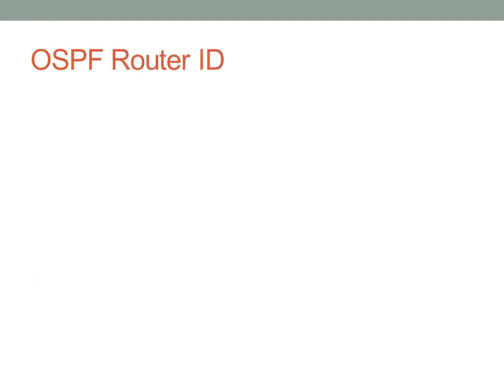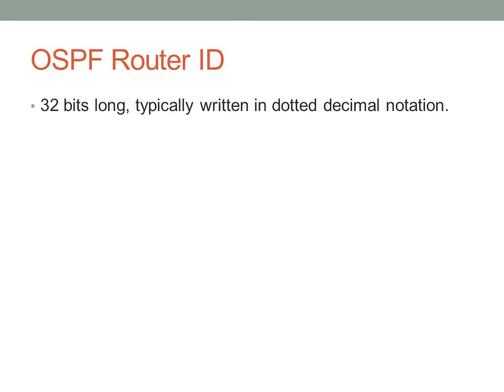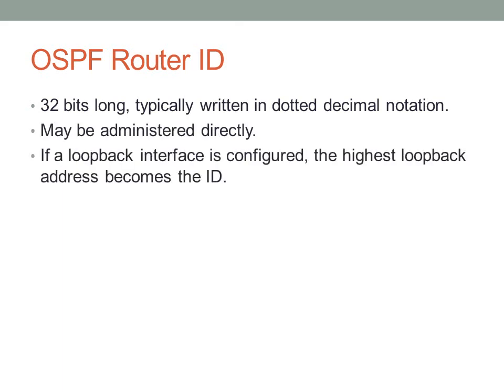Now we look at the OSPF router ID. This router ID is typically 32 bits long and typically written in dot decimal notation. I wonder what else we know about that's 32 bits long and typically written in dot decimal notation. If you're thinking of an IP address, you're on the right track. Typically an OSPF router ID is written to look exactly like an IP address, and typically it is an IP address that the router is configured with. It may be administered directly. You can directly configure a router's OSPF router ID.